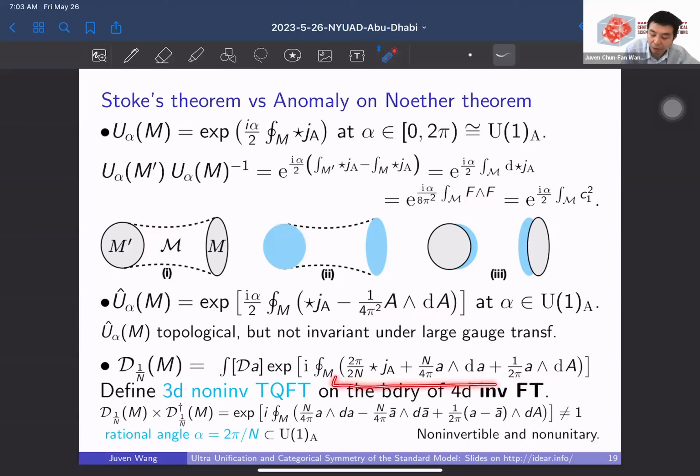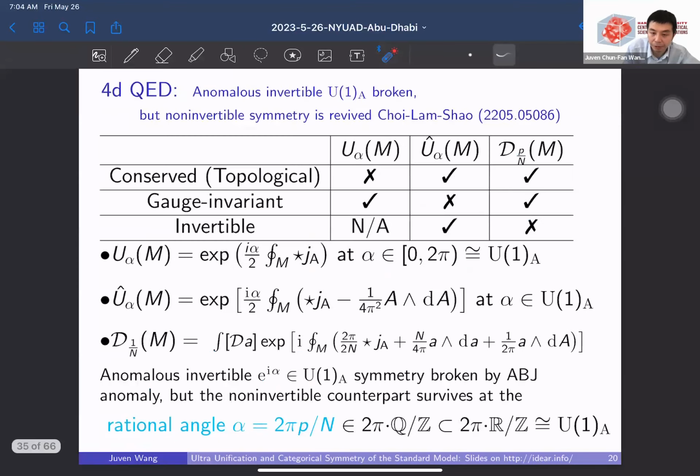But this background U(1) gauge field living on the 3D charge operator can be rewritten as an outcome of integrating out a non-invertible TQFT of abelian fractional quantum Hall-like states with a dynamical little a gauge field. And the new operator becomes non-invertible in the sense that the fusion rule has no inverse, and it's actually also non-unitary. This only works for some rational angle. There's some story of how to summarize this in a few steps to revive the symmetry, and I don't have time to go into detail.